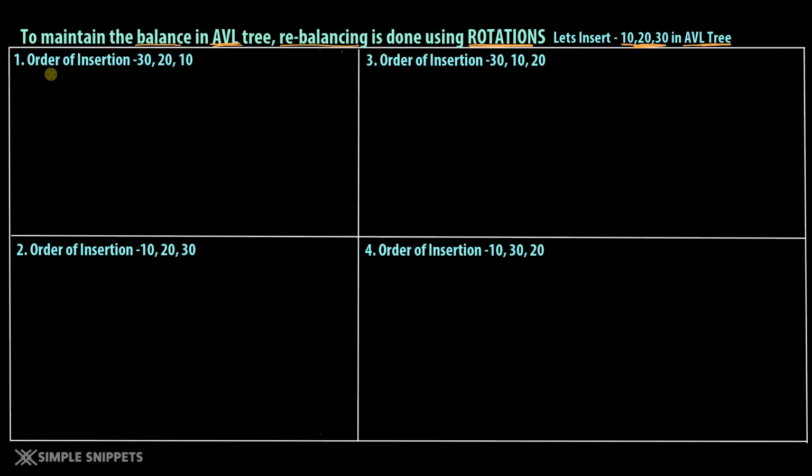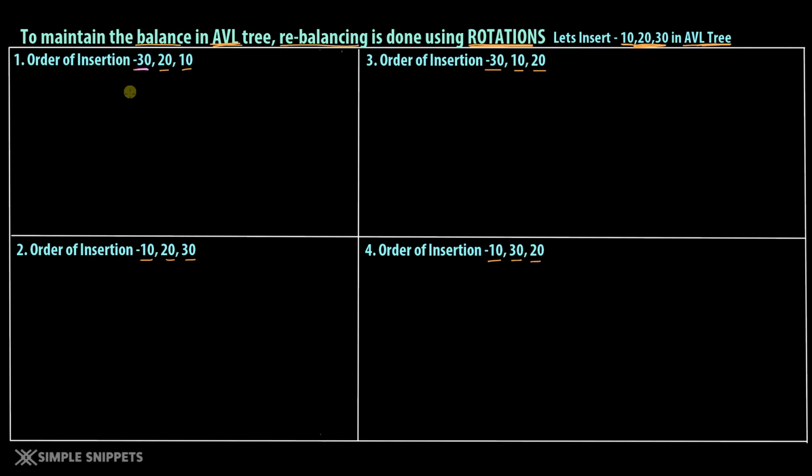So these are the 4 different ways in which you can insert. You can either insert 30, 20, 10, or you can insert 10, 20, 30, or you can insert 30, 10, 20, or you can insert 10, 30 and 20. So there are 2 more ways, but as I mentioned, we'll discuss them later. Let's talk about these 4 different ways, and let's try to first create a binary search tree using these insertions. So let's talk about the first case.